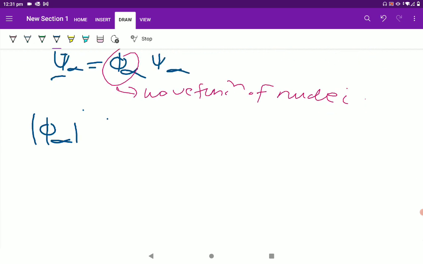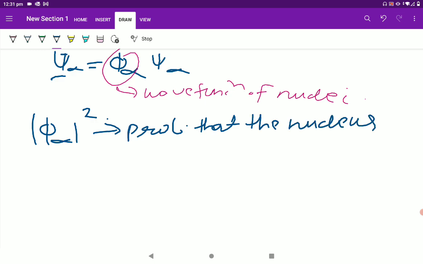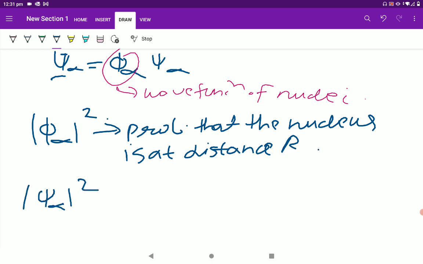And phi alpha square is the probability that the nucleus is at distance r. And here mod of psi alpha square is the probability for a nuclei.